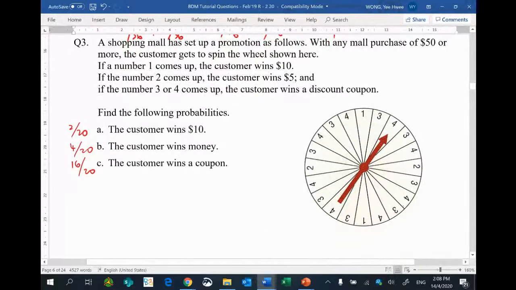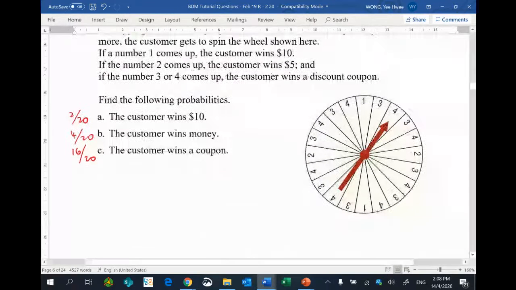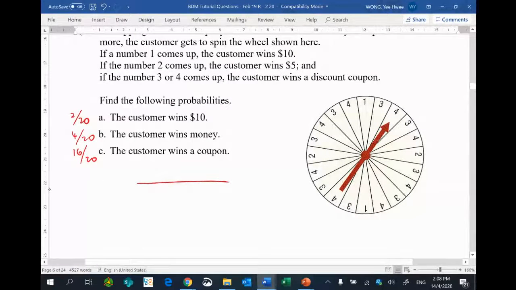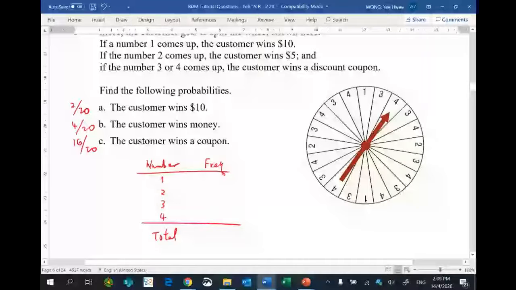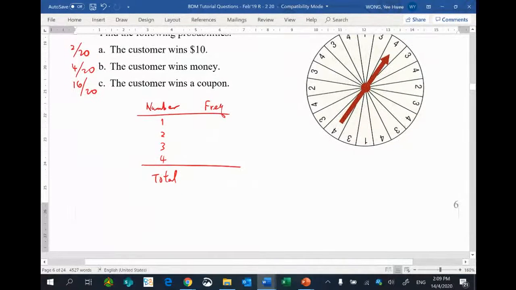Now you move on to question 4. To make things simpler, you have to find out this one. Okay, this is a number. So you find out how many times it occurs. So for example, you have 1, 2, 3, 4 in this wheel. You find how many 1, how many 2, how many 3, how many 4. Then total up is how many. So from there, you can actually work it out. Okay, so I leave this to you.